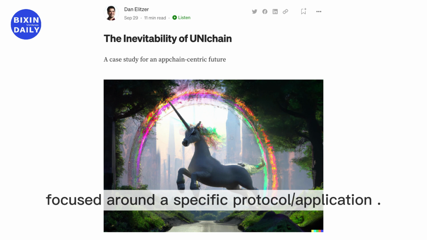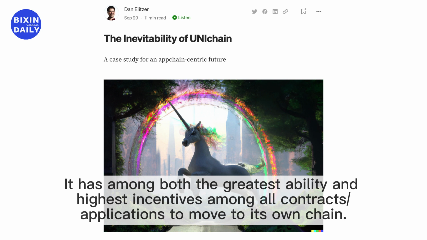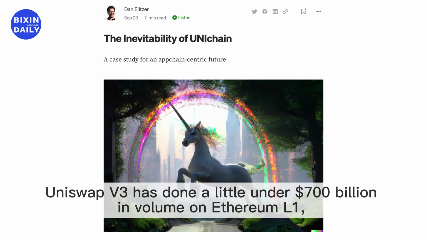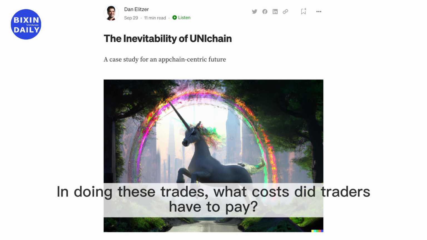As the dominant DEX and with a strong brand, Uniswap is a prime candidate for eventually moving to its own application-specific chain or rollup. It has amongst both the greatest ability and highest incentives among all contracts and applications to move to its own chain. Over the past year, Uniswap version 3 has done a little under 700 billion in volume on Ethereum Layer 1, with over 38.8 million trades at an average transaction size of 17,850. In doing these trades, what costs did traders have to pay?